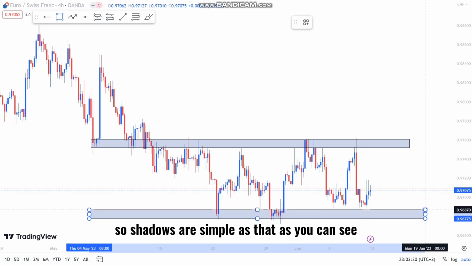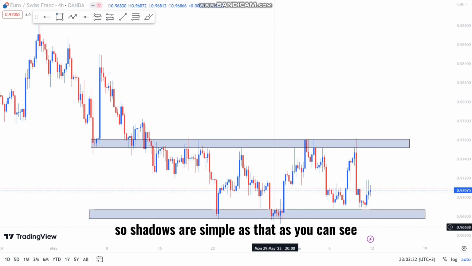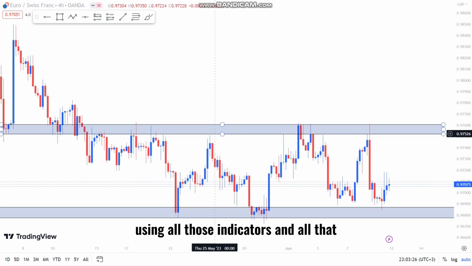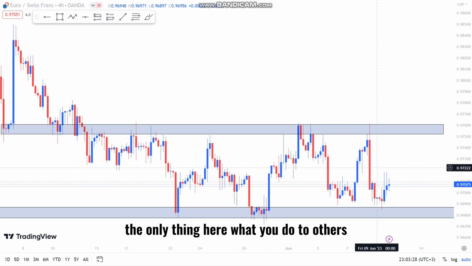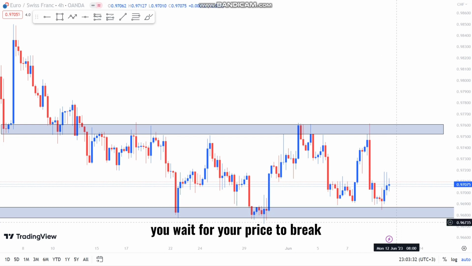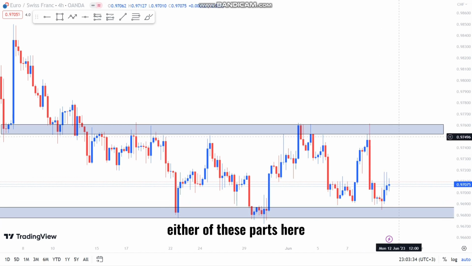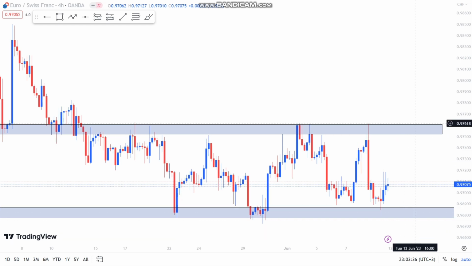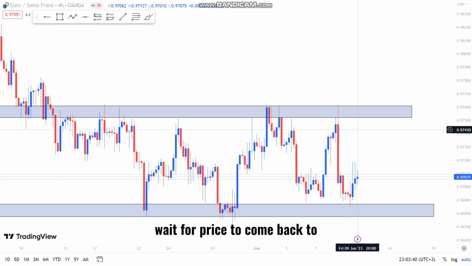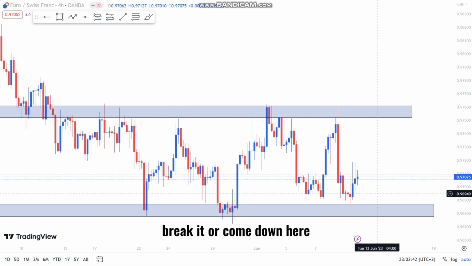So traders, as simple as that. You don't need to complicate your trading using all those indicators and all that. The only thing you do, traders, is wait for price to break either of these parts, up here or down here. So right now it's a matter of just being patient, waiting for price to come back to this zone up here and break it, or come down here.